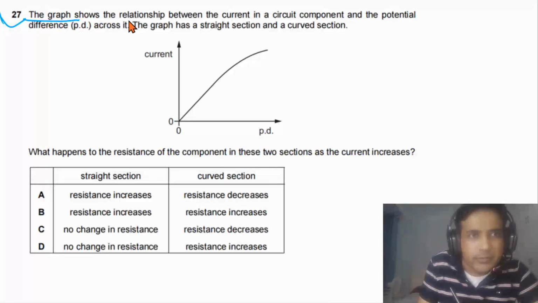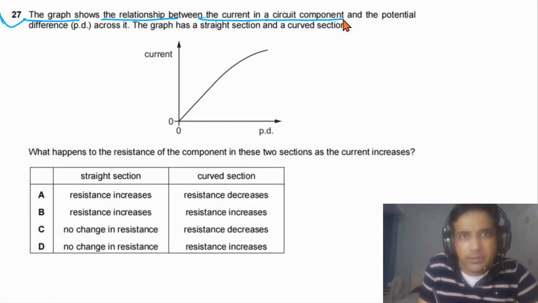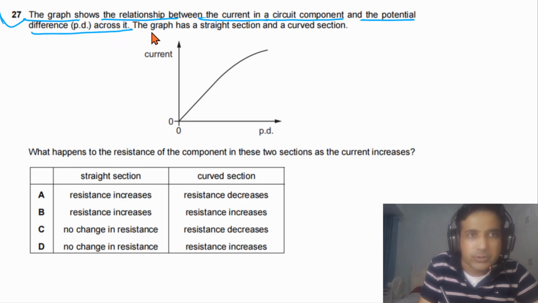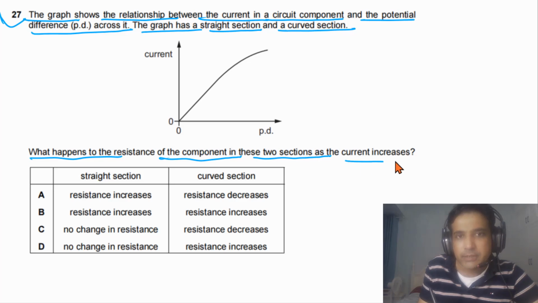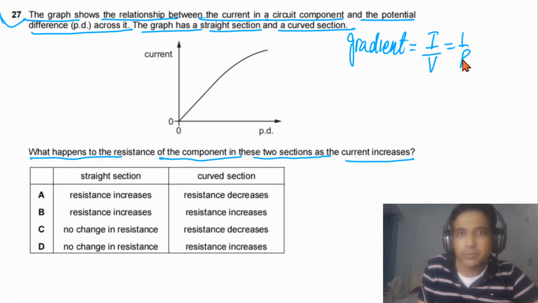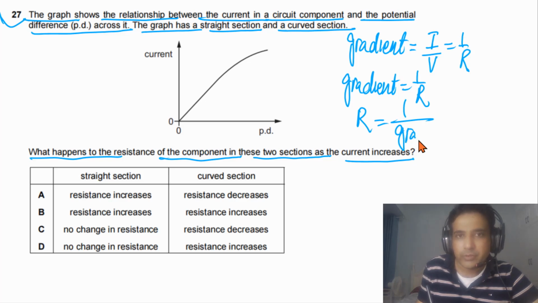Question 27 says the graph shows the relationship between the current in a circuit component and the potential difference across it. The graph has a straight section and a curved section. What happens to the resistance of the component in these two sections as the current increases? First of all, we need to understand the gradient of the IV graph. The gradient of the IV graph is equal to I divided by V, and this is equal to 1 over R. So we can say R is equal to 1 over gradient.